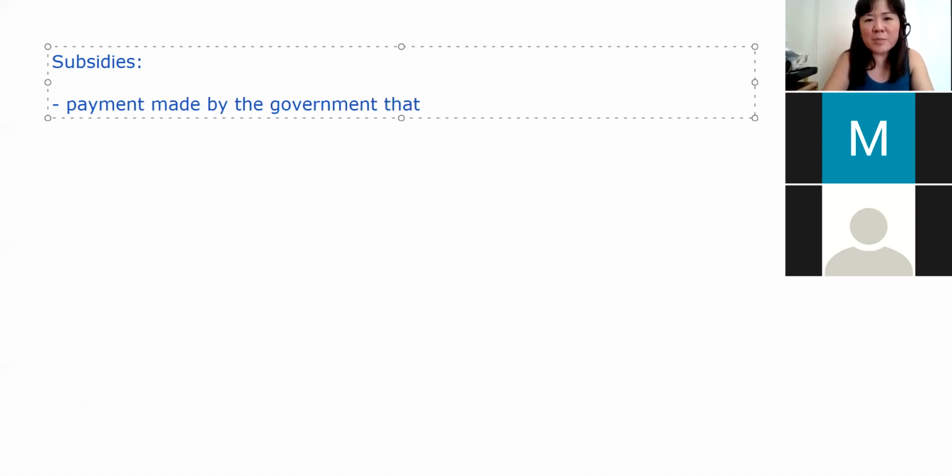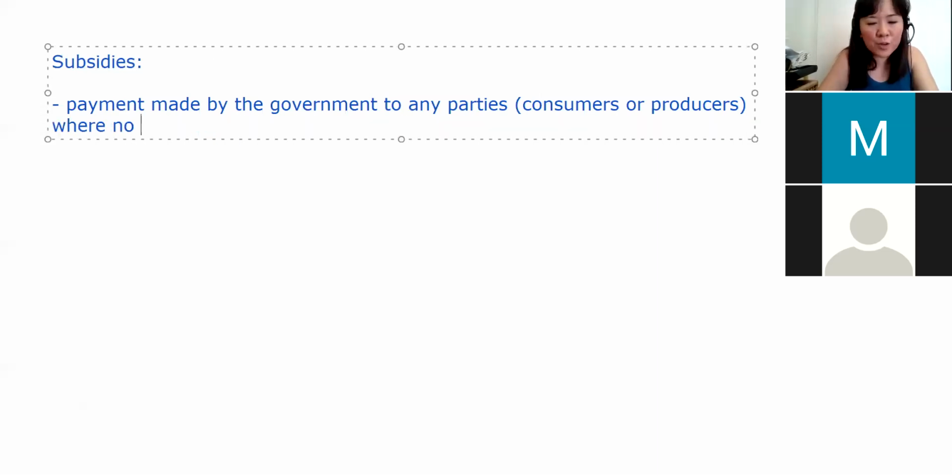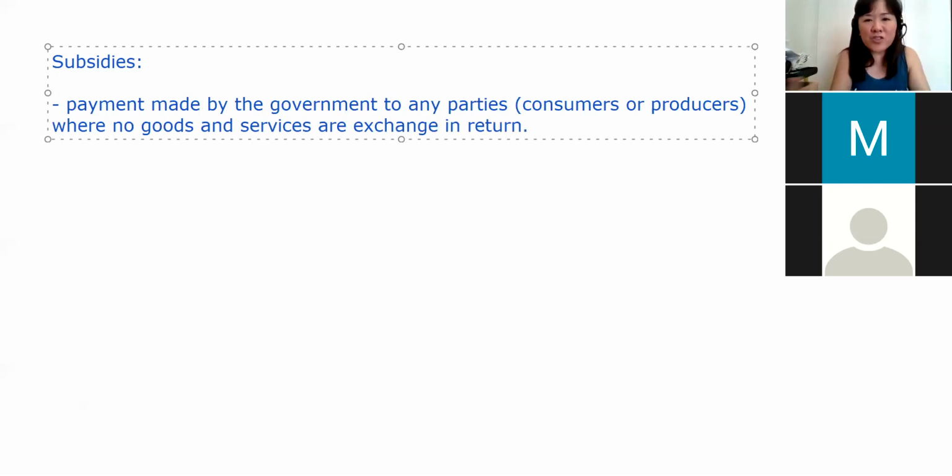Payment made by the government to whom? It can be to any party, specifically consumers or producers, or basically just households in general, where no goods and services are exchanged in return, or where it doesn't involve any production of goods. So it's basically just a form of transfer payment, where money is given but there is no transaction, and the government doesn't get anything in return.